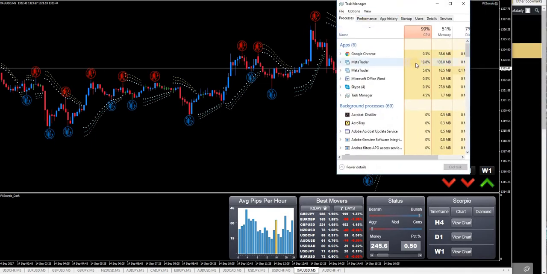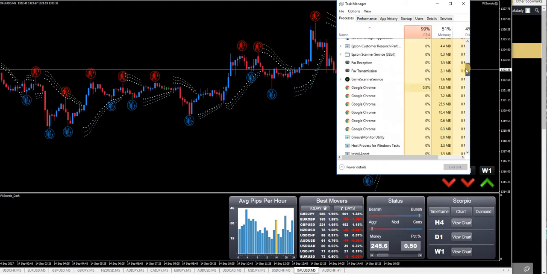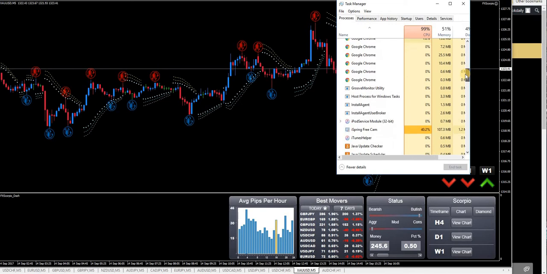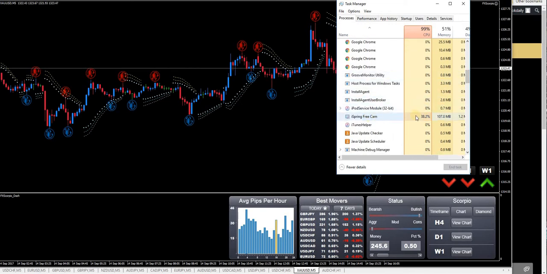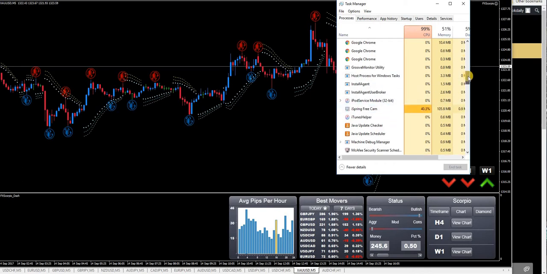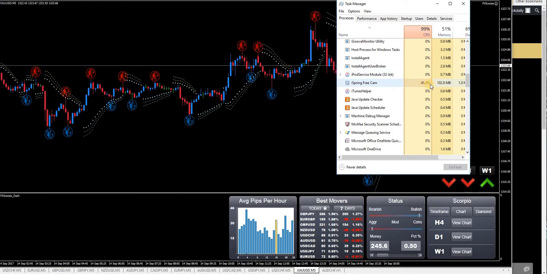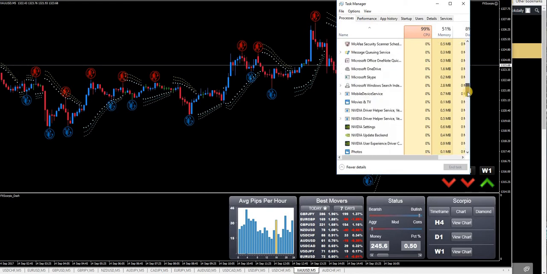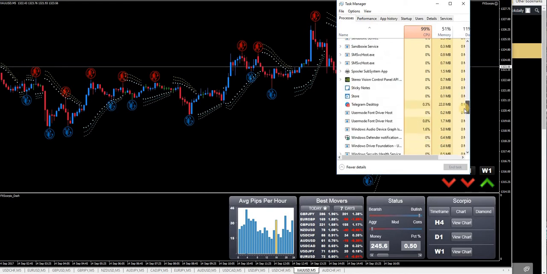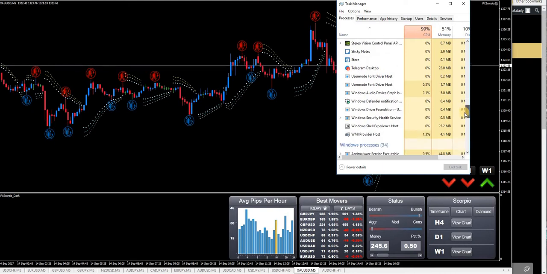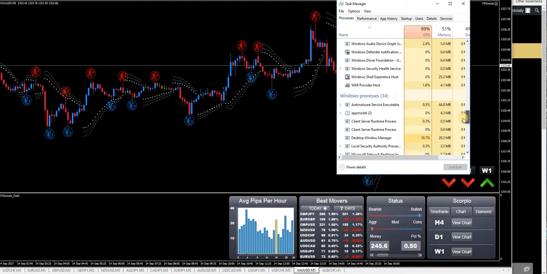You can see MetaTrader 4 is only 19, 18, but CPU is at 99%. If we scroll down here, we can see iSpring Free Cam. This used to only be 15 to 20%. Now, for some reason, anytime I do a recording, it's 35 to 40%. I'm not sure what changed, but it has not been letting me do recordings. Trying to see if there's anything else.